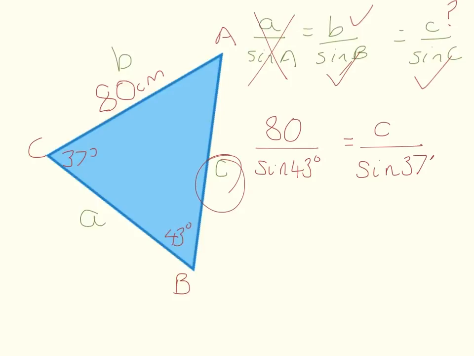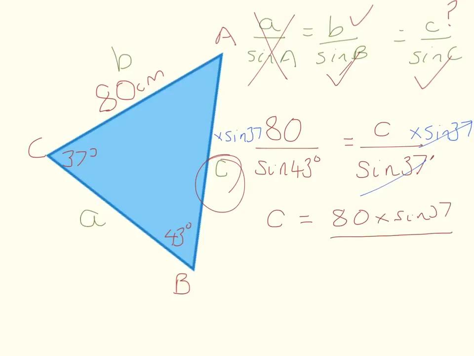I want to calculate the length of side c, so I'm going to rearrange my formula and make c the subject of the formula. So I want to have c on its own. I notice that I've got c and it's being divided by sine of 37, so I'm going to multiply both sides by sine of 37. I do that because this sine of 37 and this sine of 37 will cancel down. And if I just rewrite my equation with my variable that I'm looking for, c, on the left hand side, I have c equals 80 times sine of 37 degrees divided by sine of 43 degrees.